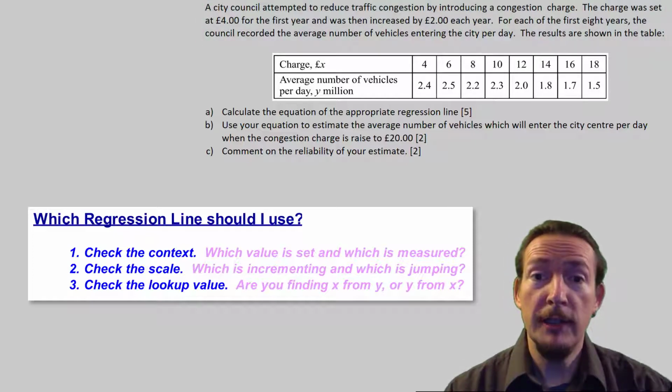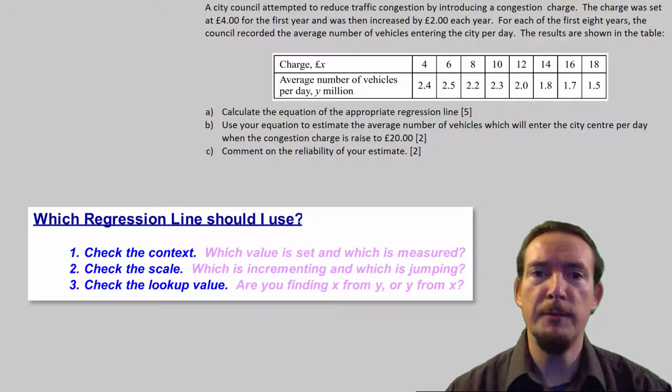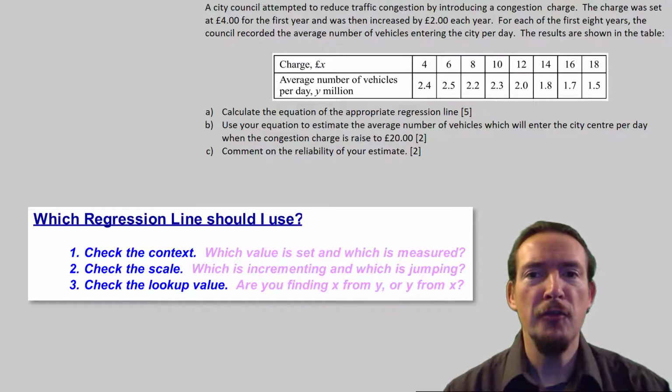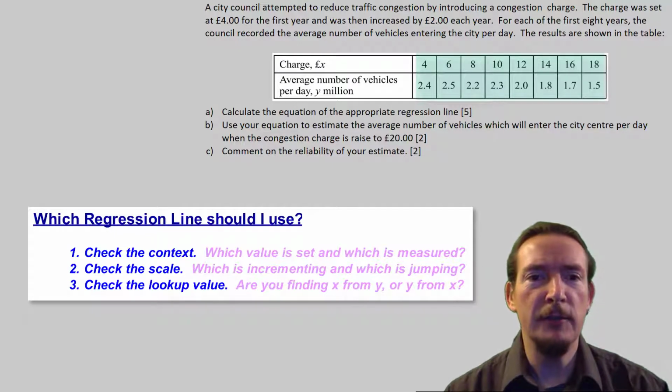If in another question it wasn't very clear from the context which variable was controlled and which was dependent, you can move on to your second check, which is check the scale. Does one of them consist of nice whole numbers which are ordered and incrementing steadily, and is there one with lots of decimals jumping about the number line? Here the charges are all whole numbers going up in twos. It is clearly controlled. The number of vehicles are unordered decimals, so these are measured dependent values.